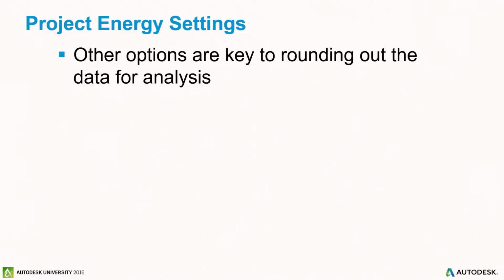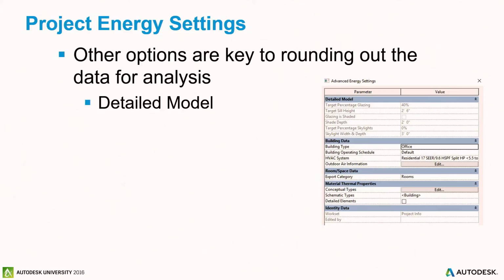There are a few other keys in here for rounding out what you're going to do with your analysis. The new one that I like is the detailed model settings that break things down in more detail than we had in the past. A conceptual construction is basically a setting inside of Revit where you say all exterior walls are going to be this, all interior walls are going to be this, your exterior windows are going to be this, your doors are going to be this, and they have a predefined U value assigned to them. So it's dealing in generalities.